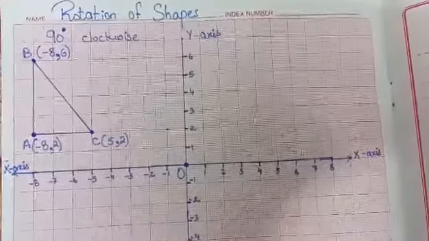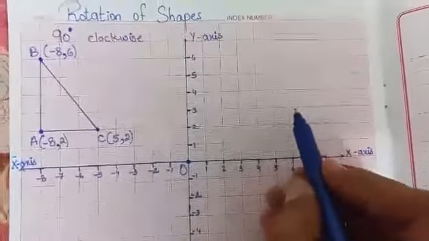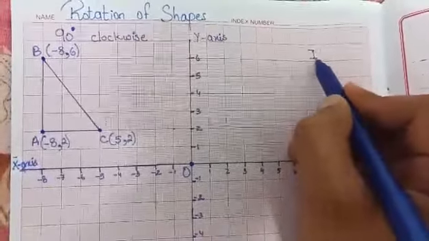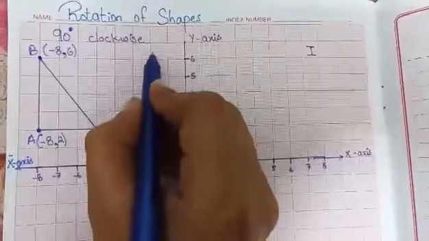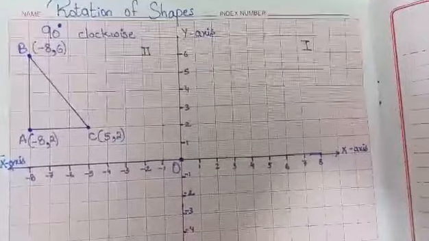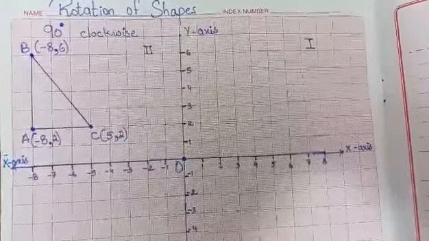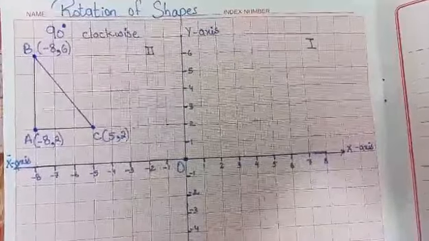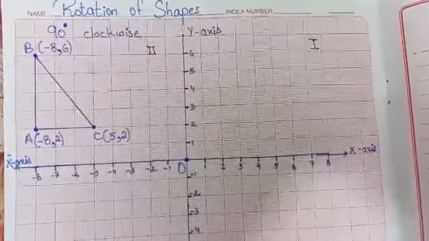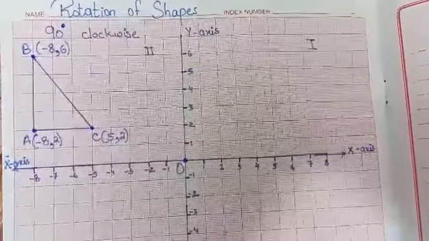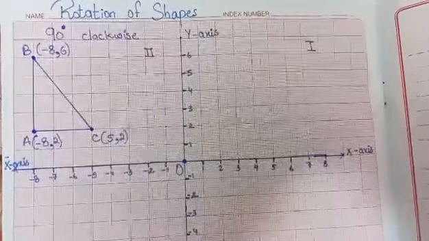So clockwise rotation is according to clock. This is quadrant number 1. This is quadrant number 2. The shape is present in quadrant number 2. So when we are going to rotate it 90-degree clockwise, the shape goes in quadrant 1. Over there, all the coordinates, x coordinate and y coordinates, are positive.